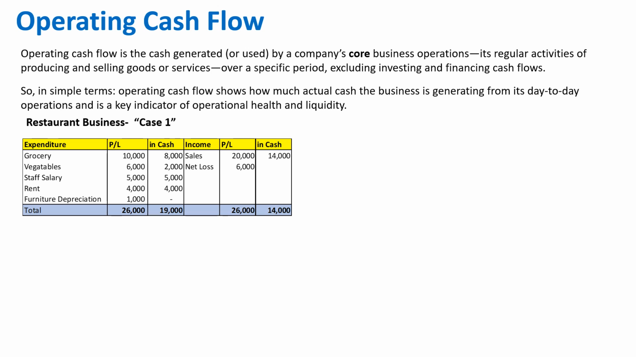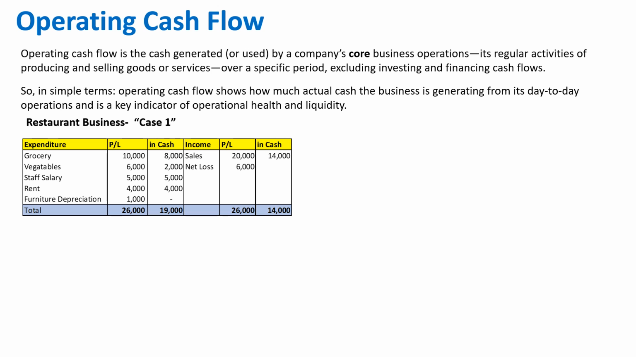So in this case, grocery paid in cash is 8,000, vegetables 2,000, staff salary 5,000, rent 4,000, and furniture depreciation is a non-cash item, so nothing is paid in cash. So out of 26,000 in P&L, cash paid is 19,000. Coming to the right side, income sales 20,000, cash collected from the customer is 14,000. So the net loss is 6,000, and this is the P&L prepared by the restaurant business.